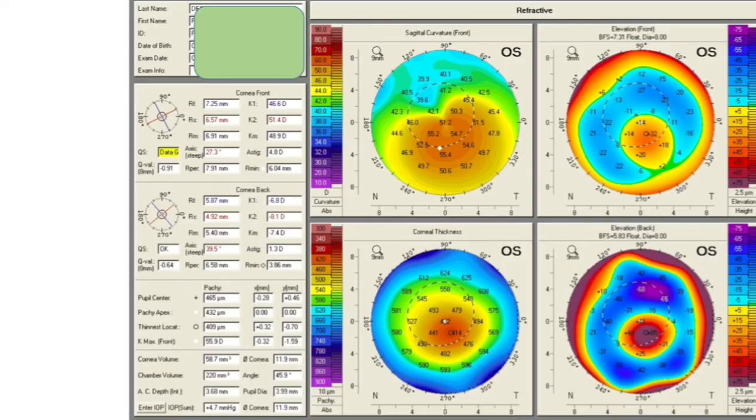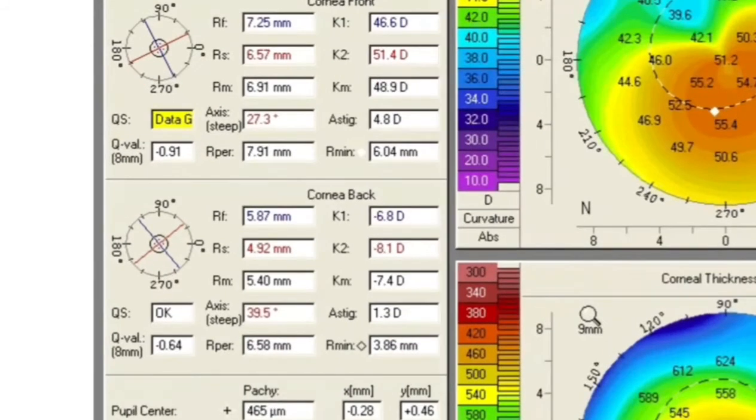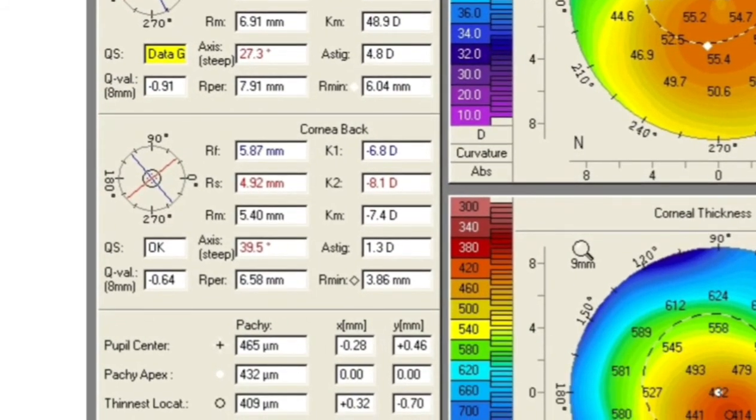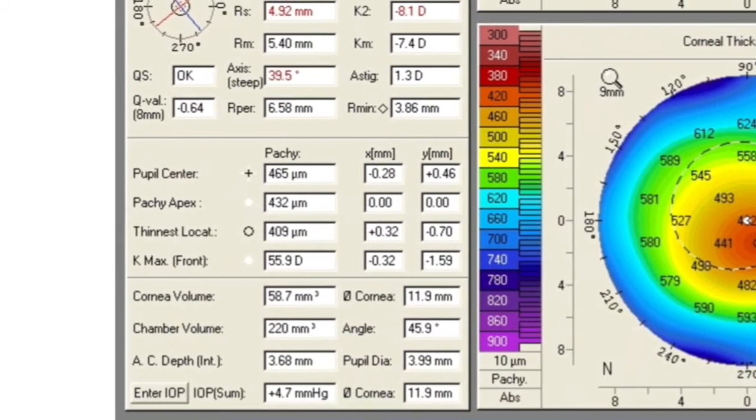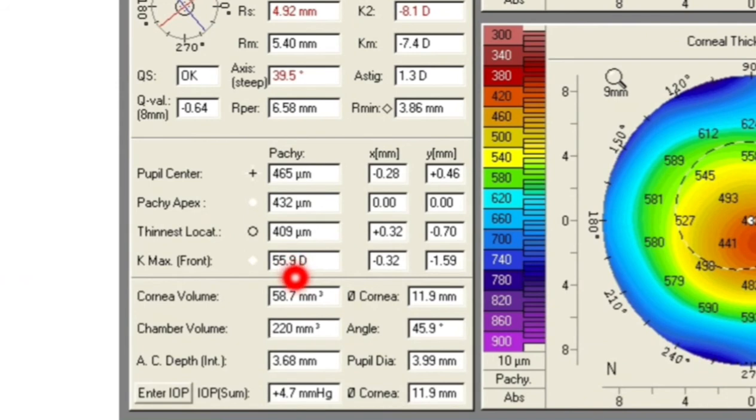So, in this case you can see the QS value is represented as yellow. So, that means some data are missing. The Q value is here in normal range. Now, the KMX value is more than 47.20, it is 55.9, and the thinnest local is also very low, where it should be 470, it is 409 only, and the Y value is also more than 0.5. So, it indicates some ectatic condition is going on in the cornea.